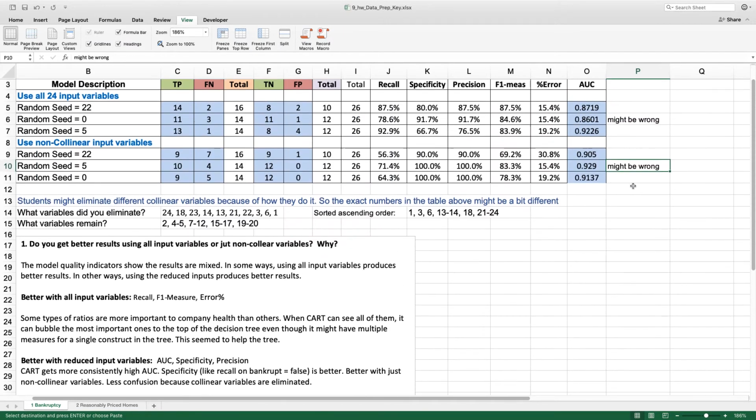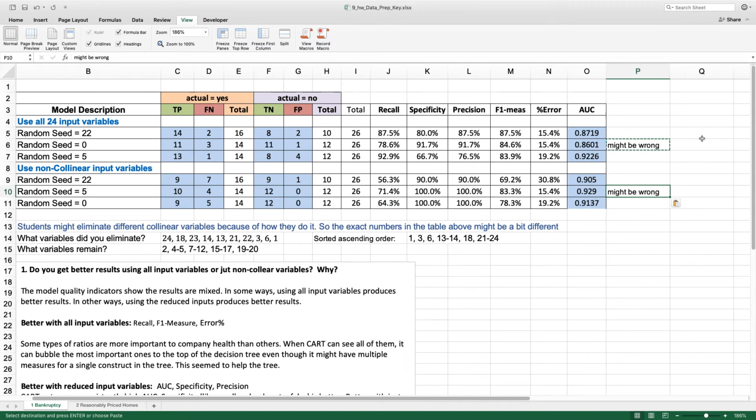Okay. What's more important, error percent or area under the curve? Area under the curve seems to be more consistent. Okay. Now, if we had, what do we have, 126? We had like 100 and plus. Very small data set, so this was a teeny data set.